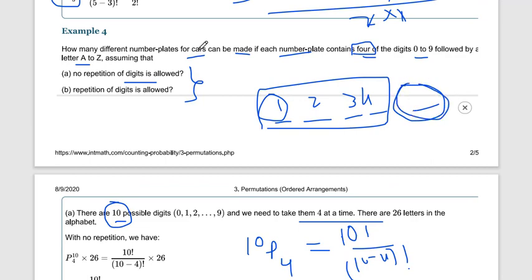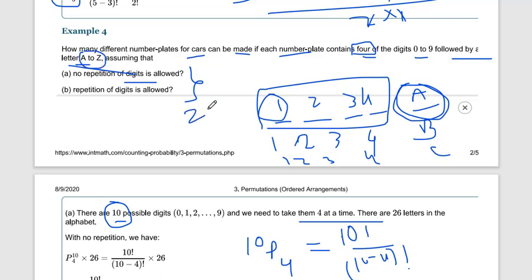Here they have also given one condition: followed by a letter A to Z. Here it can be anything, A, B, C. So how many letters are available from A to Z? There are 26. So for one selected number there are 26 different letter options, and for the other numbers also there are 26 options, so what do we have to do?